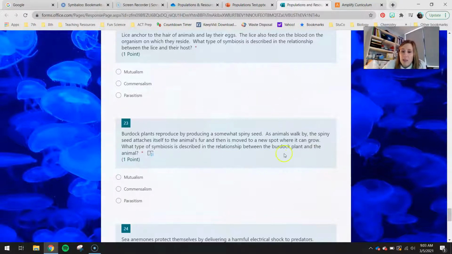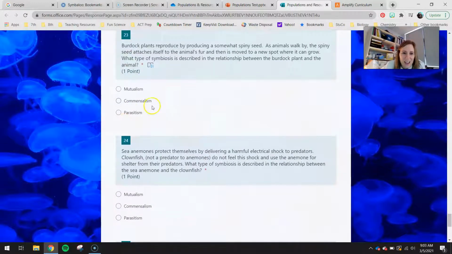So again, I want you guys to ask yourself those questions. Is there any harm to the burdock plant from the animal? Is there any help to the burdock plant from the animal? And then is there any harm to the animal from the burdock plant, or any help to the animal from the burdock plant? So then answer that question.